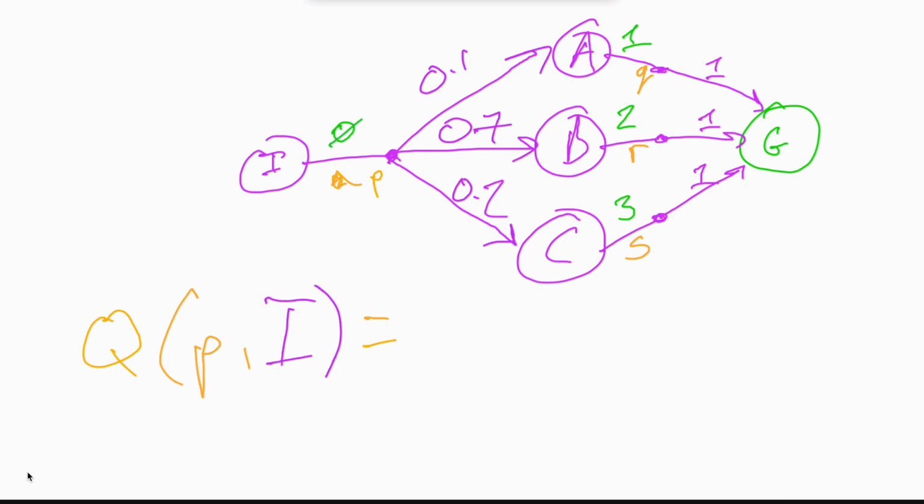I think the expected cost is the probability of the states to go to A, B, and C times the cost from A, B, and C to the goal. So that will be 0.1 times 1 plus 0.7 times 2 plus 0.2 times 3. Yeah, perfect. Thank you very much, Jeremy. Which equals something. Okay, I'm not going to work that out. That's 2.1. Cool. Okay, there you go.